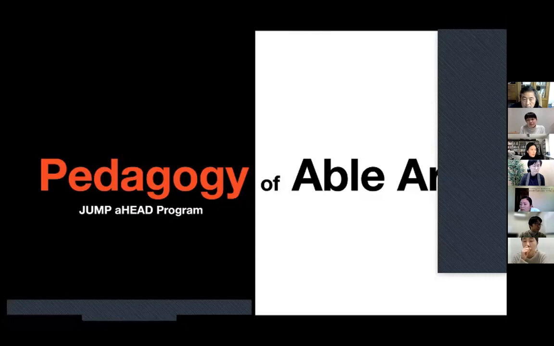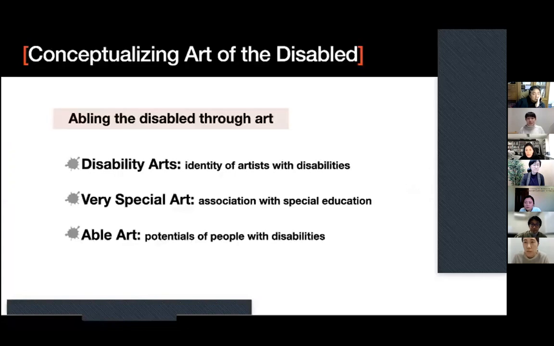So in my search for the terms or concepts, I found 3 different terms. In the UK, it seems like they are calling it disability arts. This term seems to have more focus on the identity of artists with disabilities, so they are working more together with the disability rights movement. And I found that in the US, they use very special art. This term is more associated with special education. So that was a little bit different.